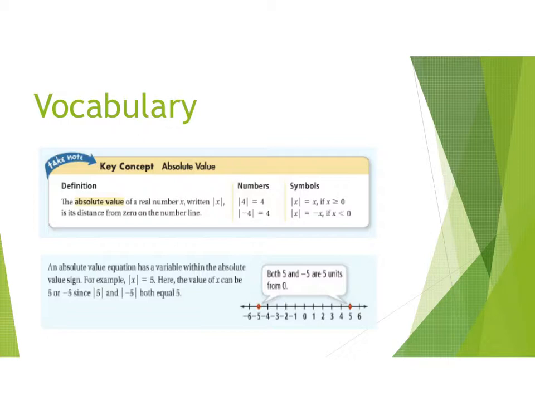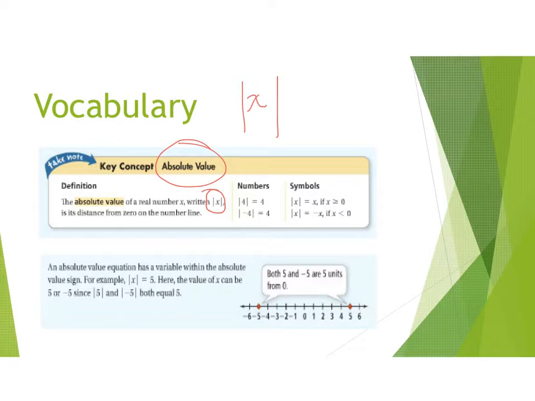Alright, so this is our vocabulary. This is all the vocabulary we have for this video. If you look right here, it's absolute value. This is the absolute value symbol here, the two straight bars. And since it's an absolute value equation, our variable is going to be inside the absolute value bars.